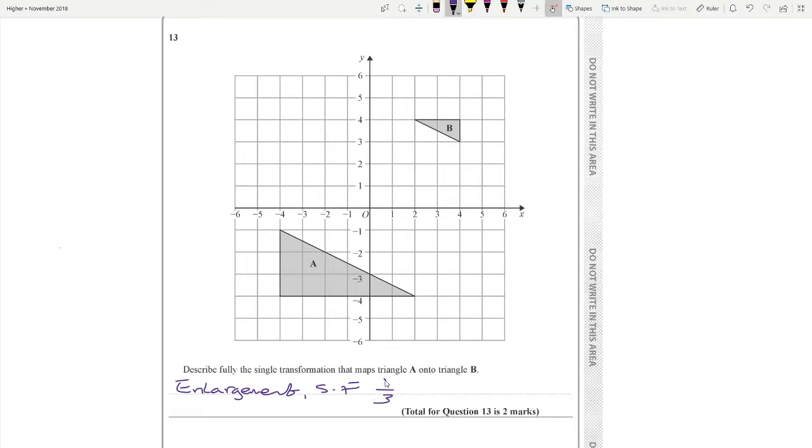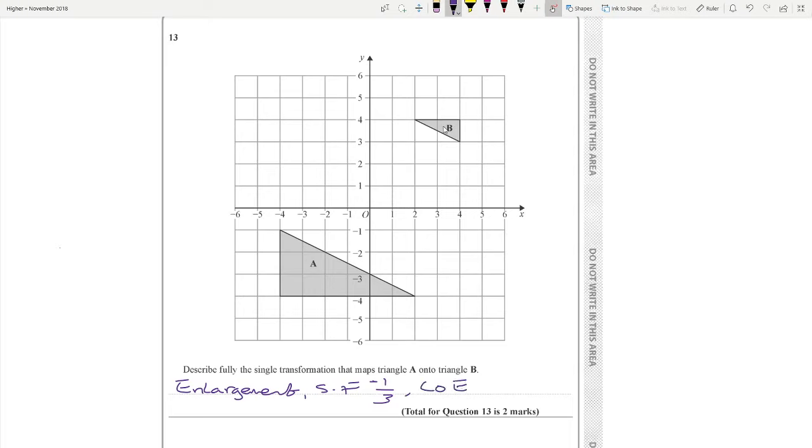It's gone 3 times smaller, and because it's kind of inverted itself, we know that the scale factor has to be negative. Just remember that, because if the shape had only gone 3 times smaller, then it would just look like this, a little bit like that. But because you can see it's been inverted, remember that it's going to be a negative scale factor. So that's that.